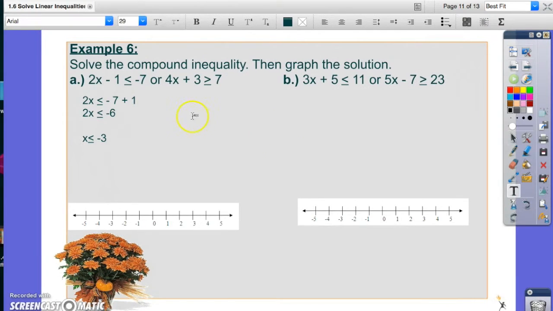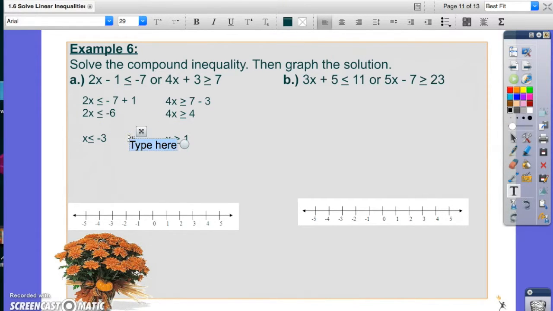We're not done yet. Like I said, it's almost like you have 2 separate problems. So let's continue with the one after the or. So 4x greater than or equal to 7 minus 3, because when I transpose the positive 3 over, it becomes a minus 3. All right. Then I have 4x greater than or equal to 4. And when we divide by 4, we should get just x is greater than or equal to 1.